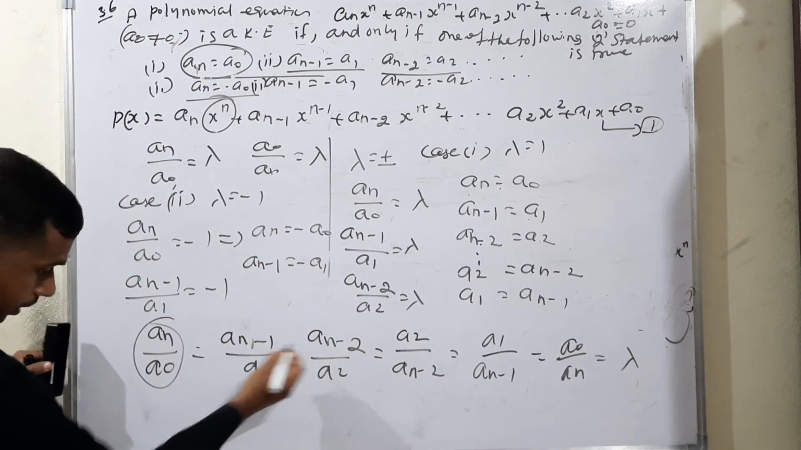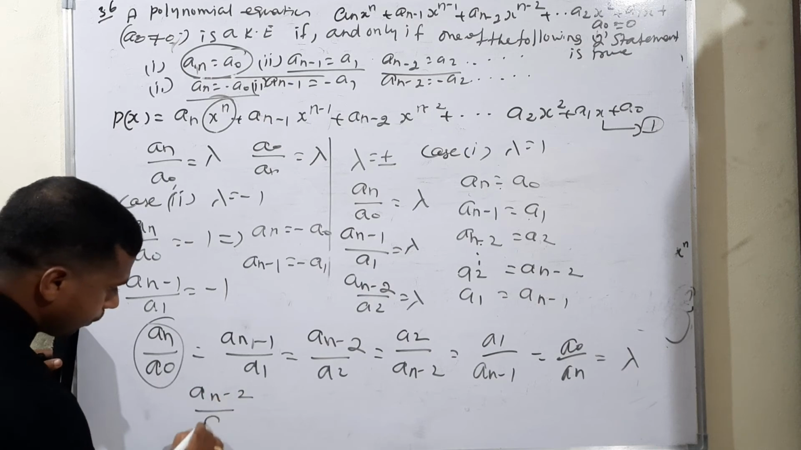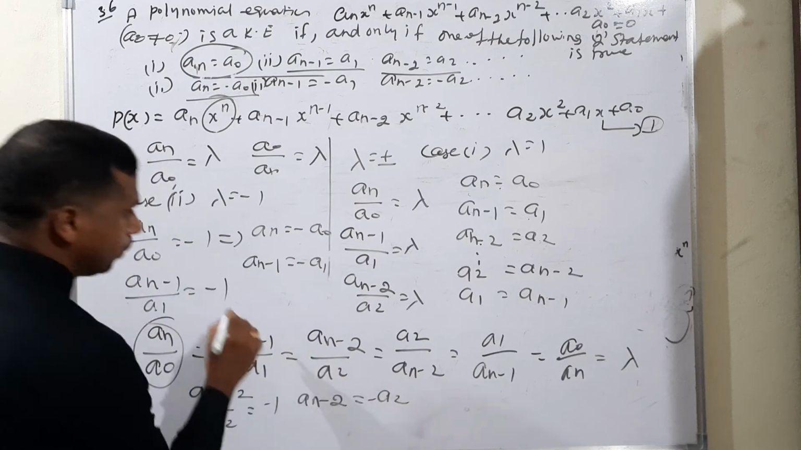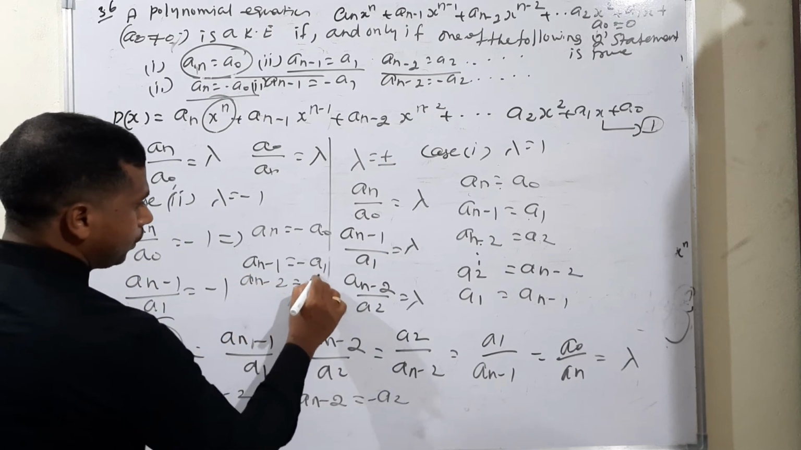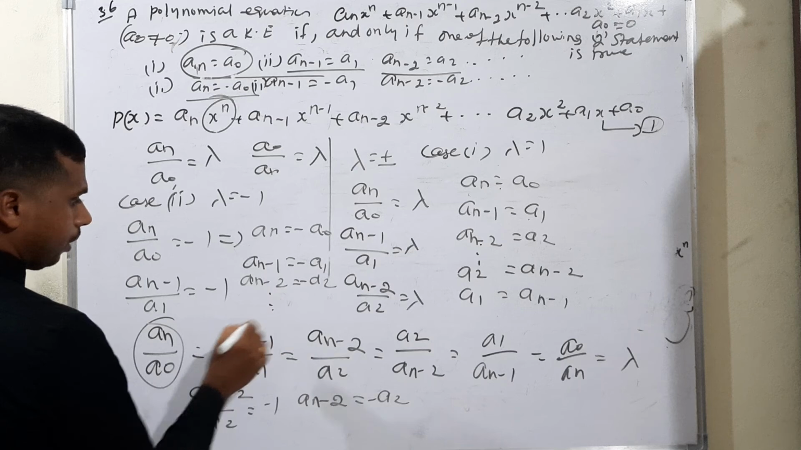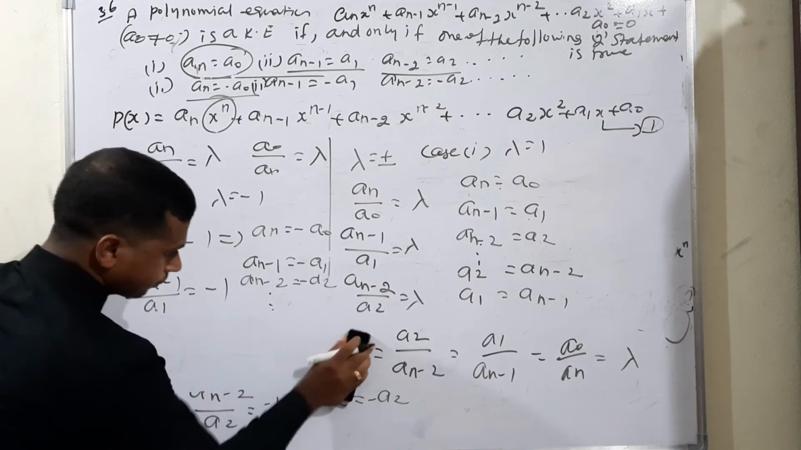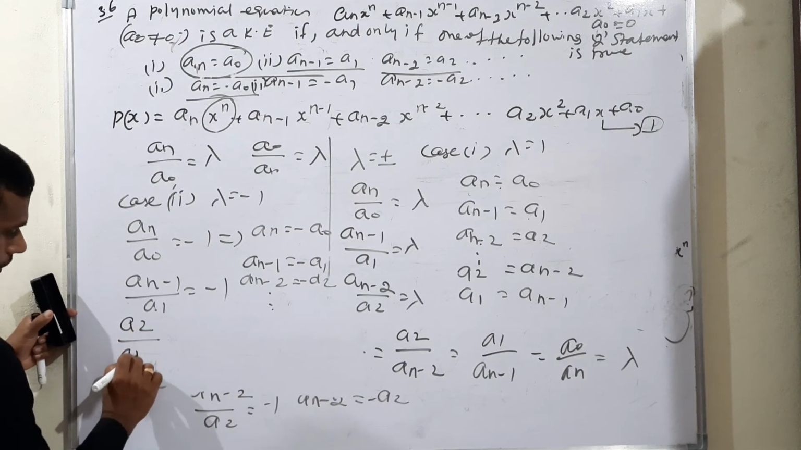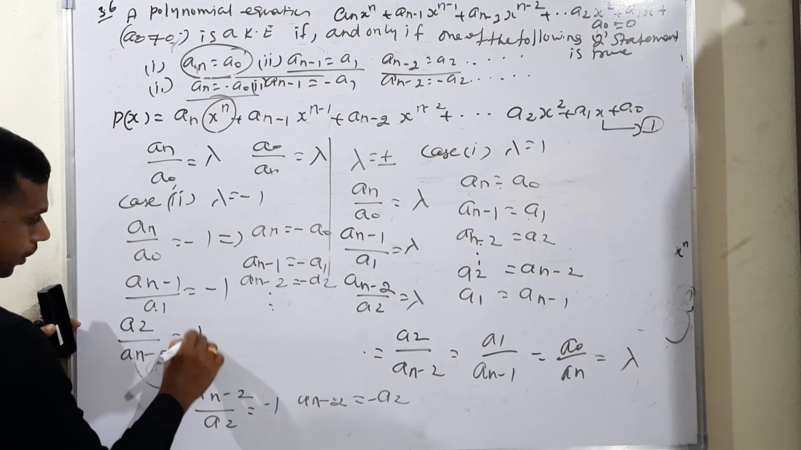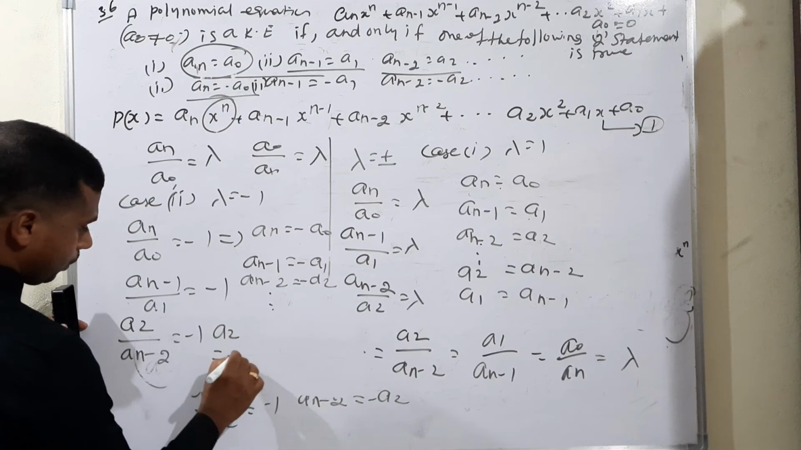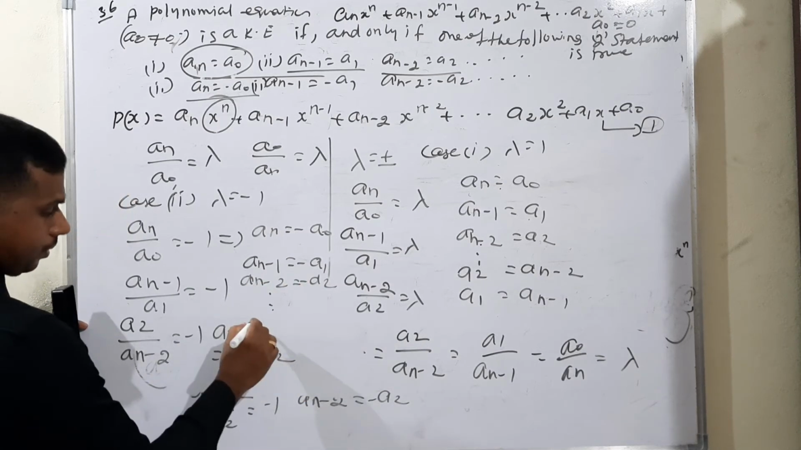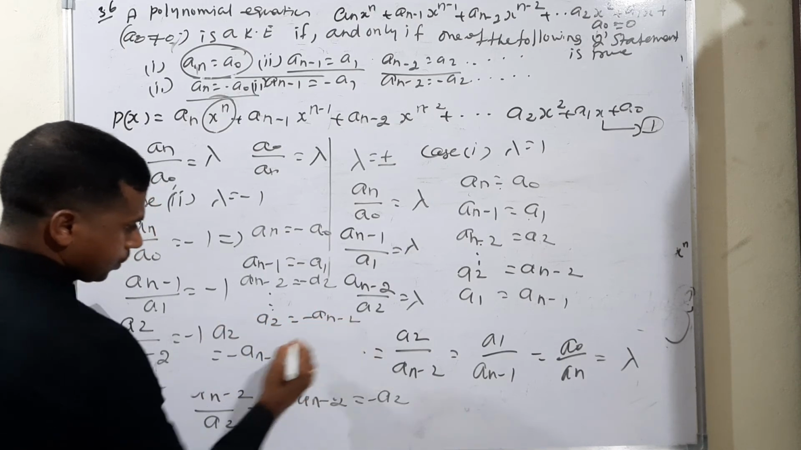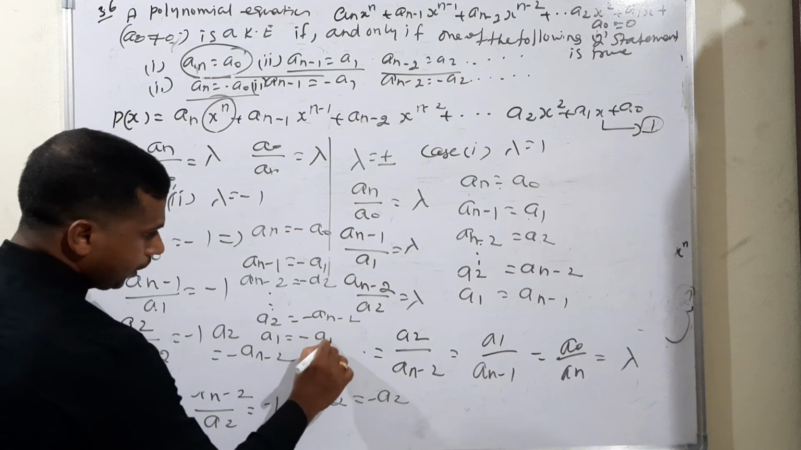As well as the next one, a_(n-2) divided by a_2 is equal to negative 1, which means a_(n-2) is equal to negative a_2 will come. Here, a_(n-2) is equal to negative 1 means definitely a_2 is equal to negative a_(n-2), just reverse order, as well as a_1 is equal to negative a_(n-1).